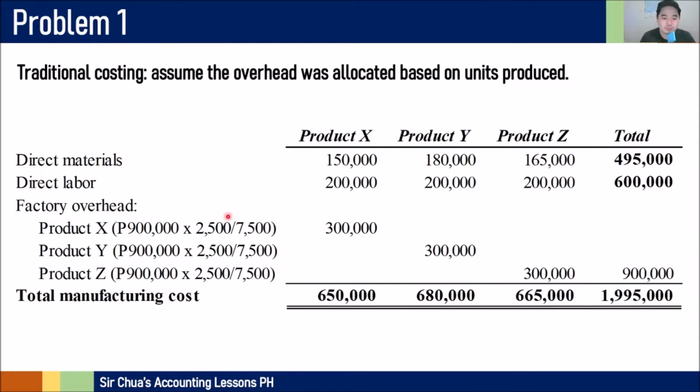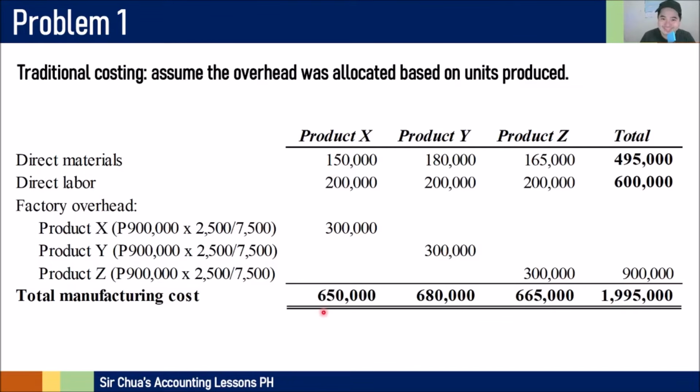So, 900,000 times 2,500 over 7,500. 7,500 is the total. Okay? Or pwede nyo rin naman gawin kung ayaw nyong ganito, 900,000 divided by total of 7,500. So, makakakuha kayo ng predetermined overhead rate, tsaka nyo i-multiply sa 2,500. Pwede rin ganon. Okay? So, 300,000, 300,000, 300,000, and that's a total of 900,000.